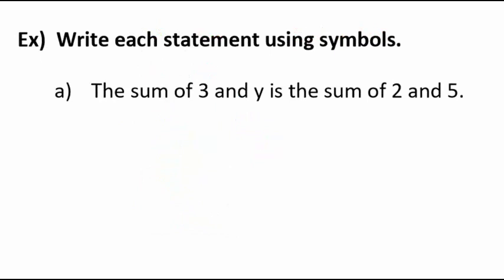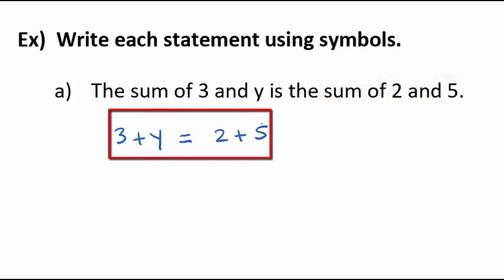Write each statement using symbols. The sum of 3 and y is the sum of 2 and 5. So how do we write the statement using symbols? The sum of 3 and y is the same as 3 plus y. "Is" means equals, the sum of 2 and 5, so 2 plus 5. And we do not need to solve for y here. We just have to translate into an equation. And I have a handout on Canvas to help you with translation. You need to know how to translate in order to do the word problems.